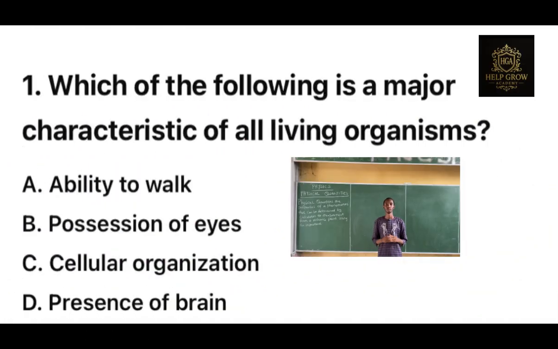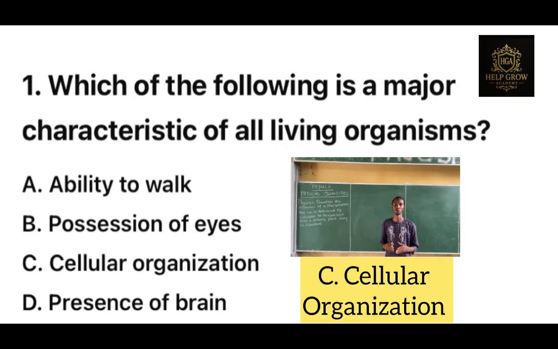The first question for today says, which of the following is a major characteristic of all living things? A. Ability to walk. B. Possession of eyes. C. Cellular organization. D. Presence of brain. Now the correct answer is cellular organization.